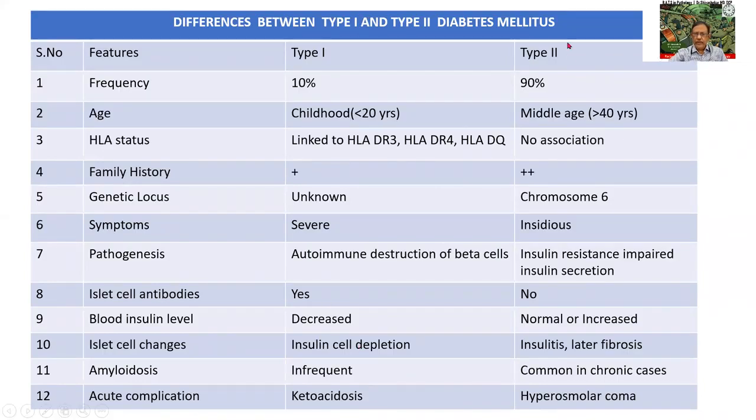Type 2 diabetes is more common, occurs in the middle age. There is no association with the HLA. There is no genetic locus in type 1, whereas in type 2 it is located in chromosome number 6. There is resistance to insulin. And you find that there can be a hyperosmolar coma. Here there is a ketoacidosis. These are the major things I would like you people to kindly learn by heart.